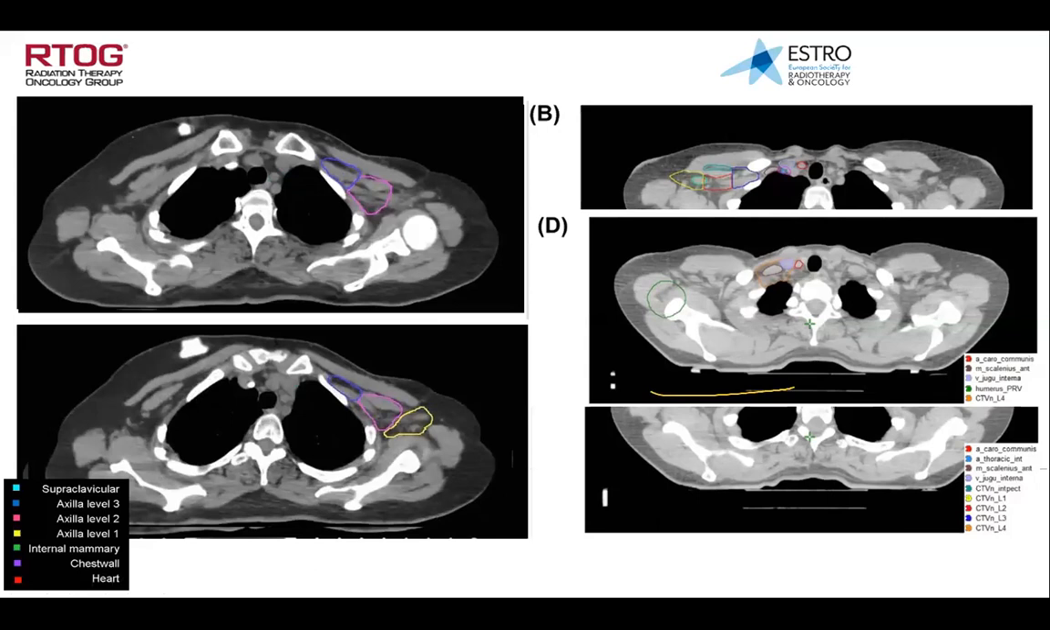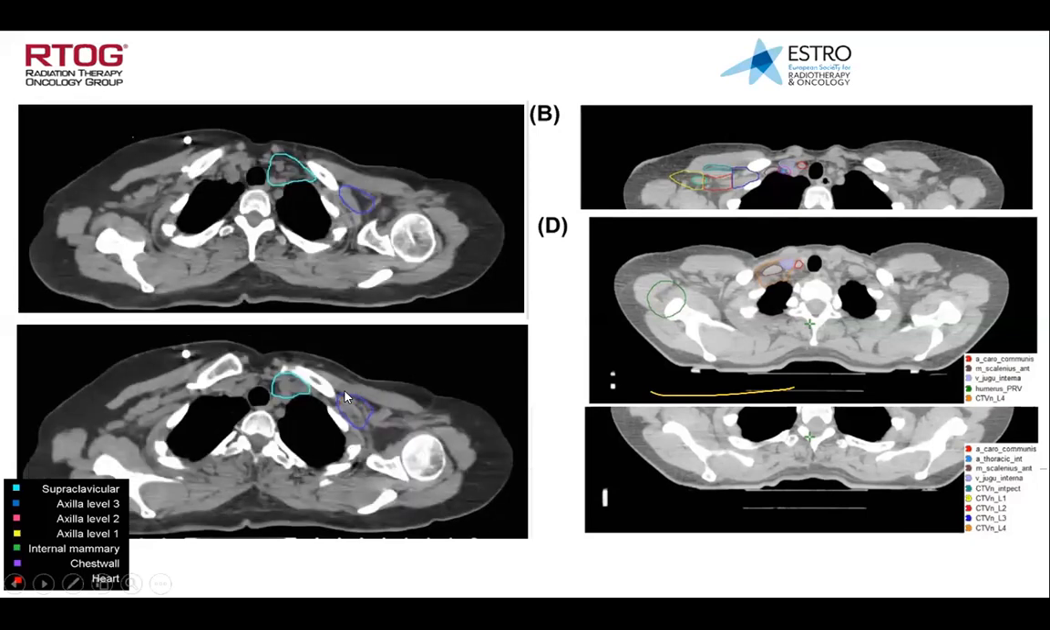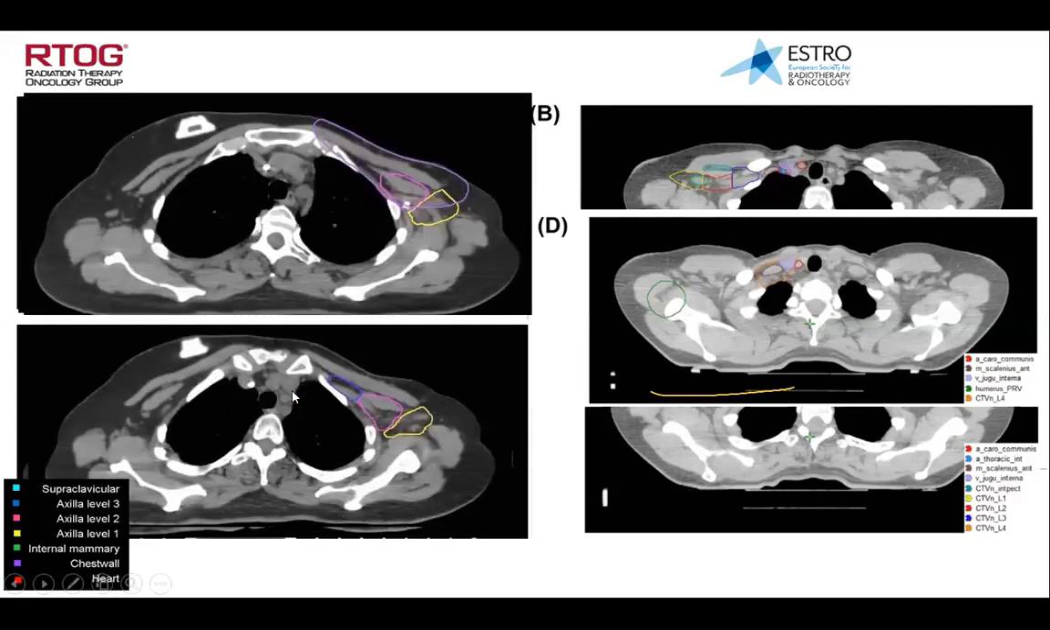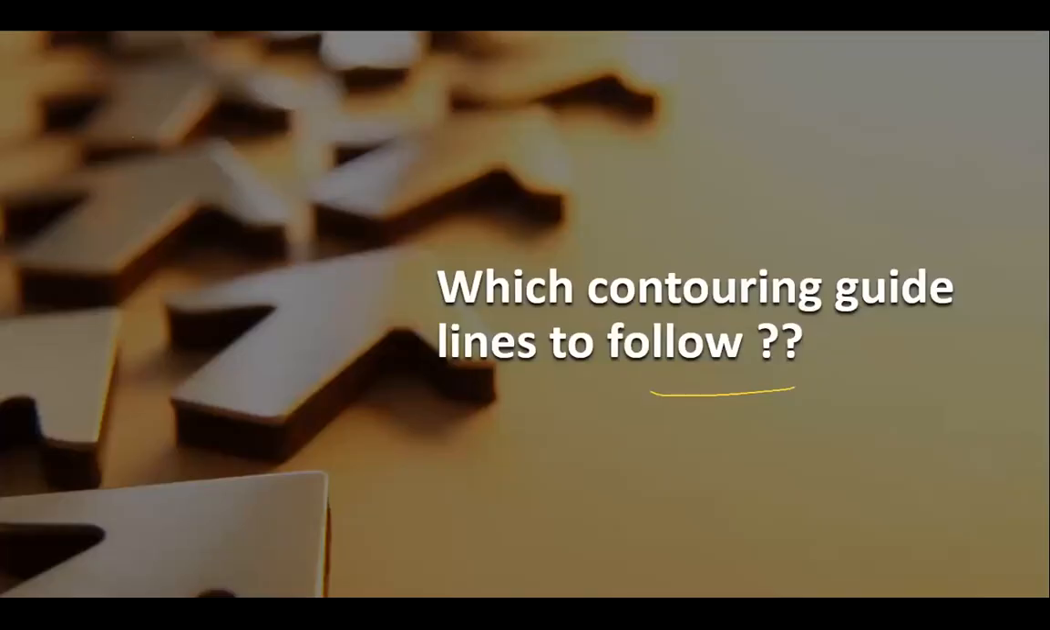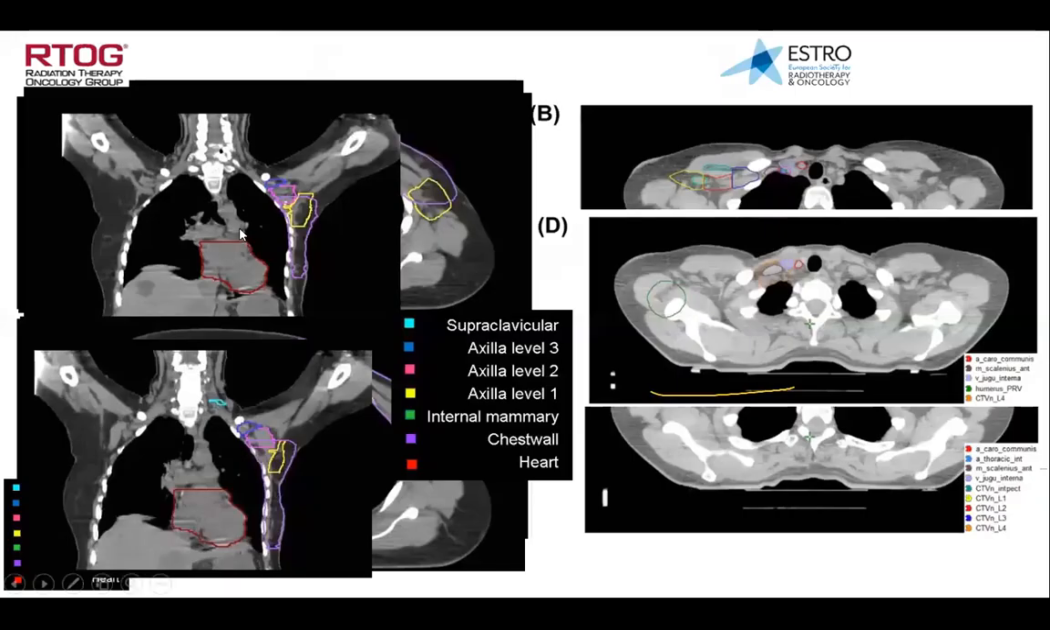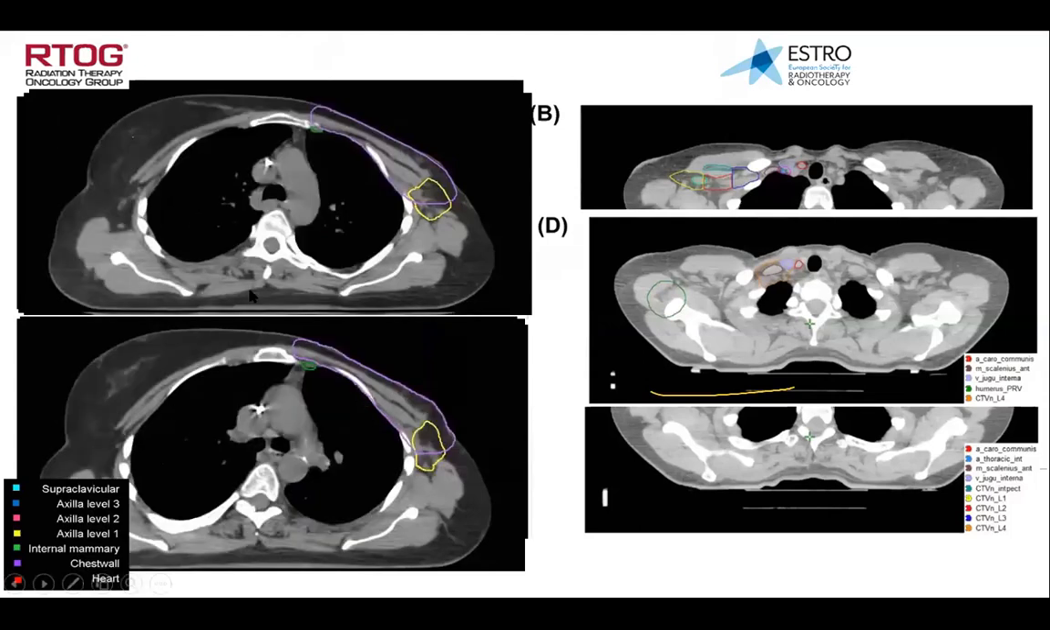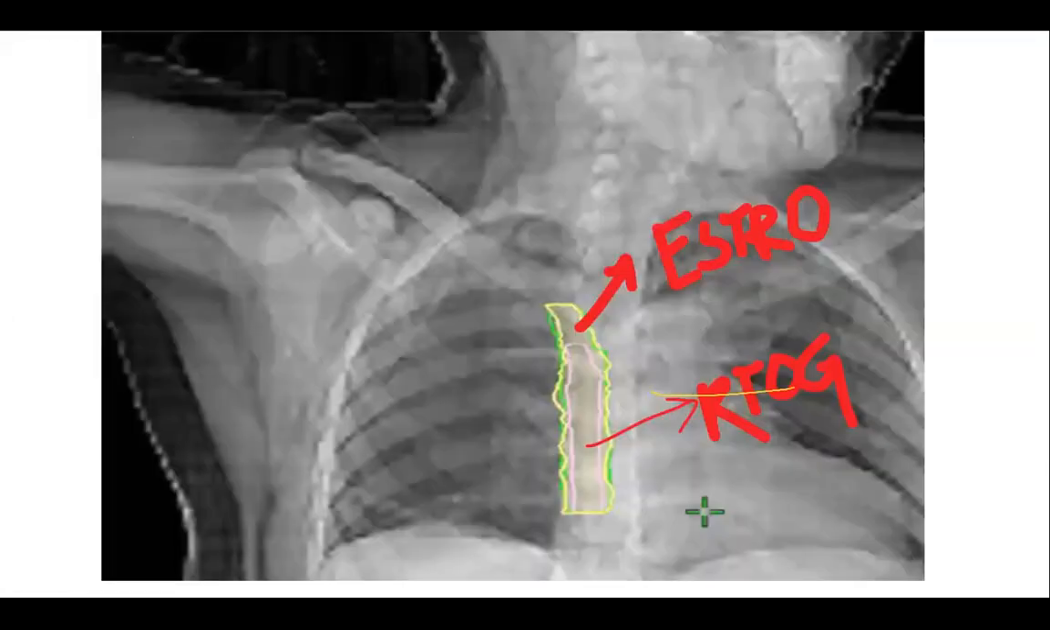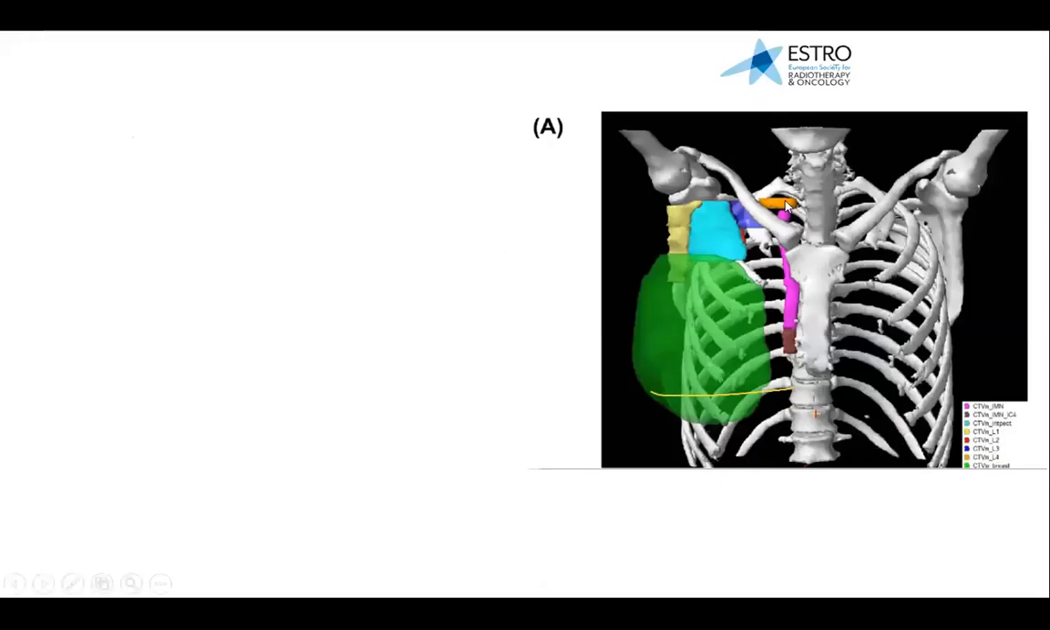Here we can see there is a good connection between all the axillary level 1, level 2, and level 3. Here there is no continuation between level 3 and level 1. Even for the IMN, there is no connection. I couldn't get a better picture actually, but even for the IMN, there is no connection. Here we can see a good connection between the IMN and supraclavicular in ESTRO, but the connection of this area would be lacking in the RTOG.